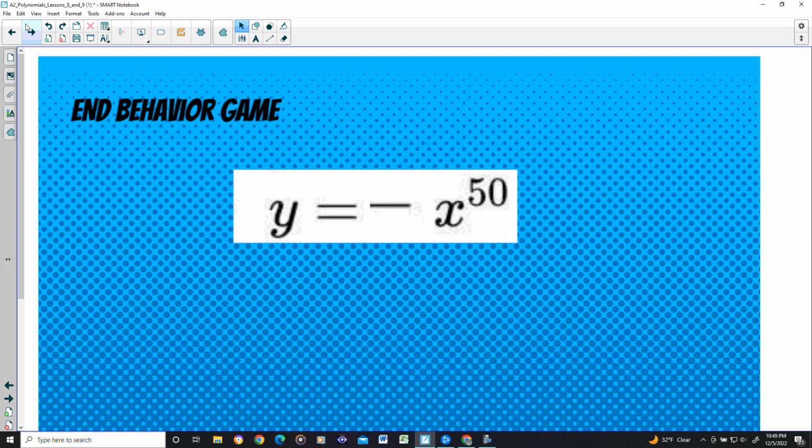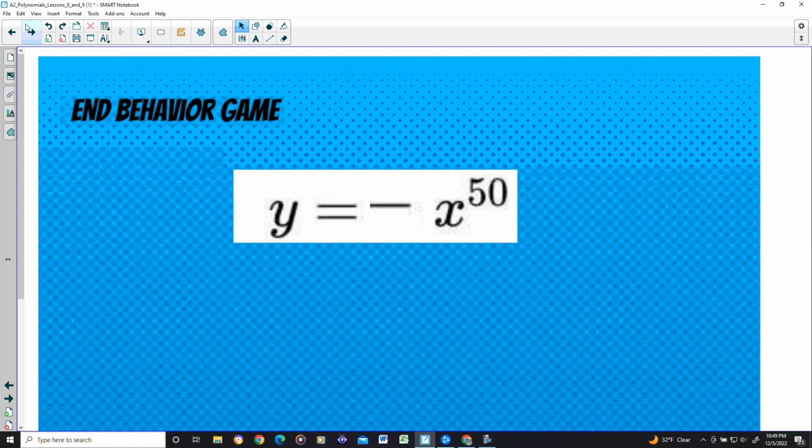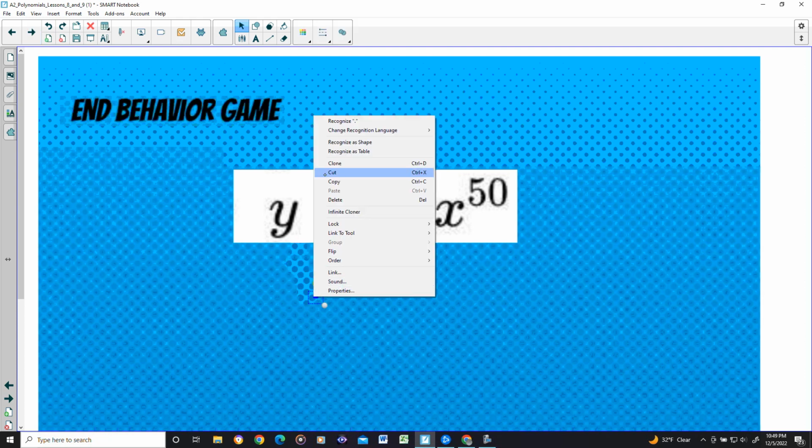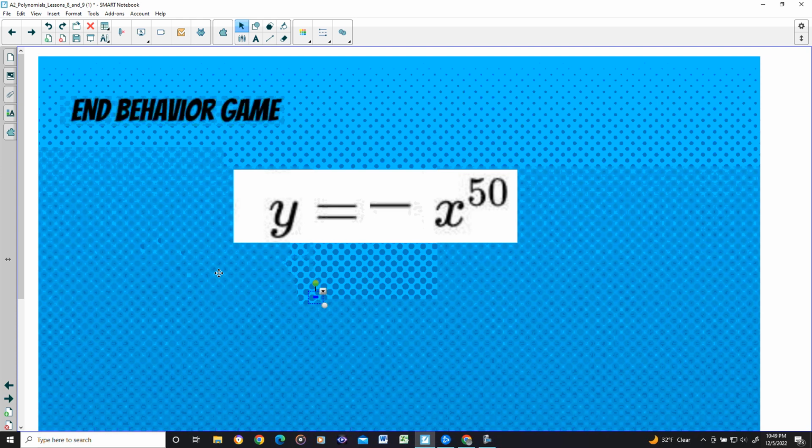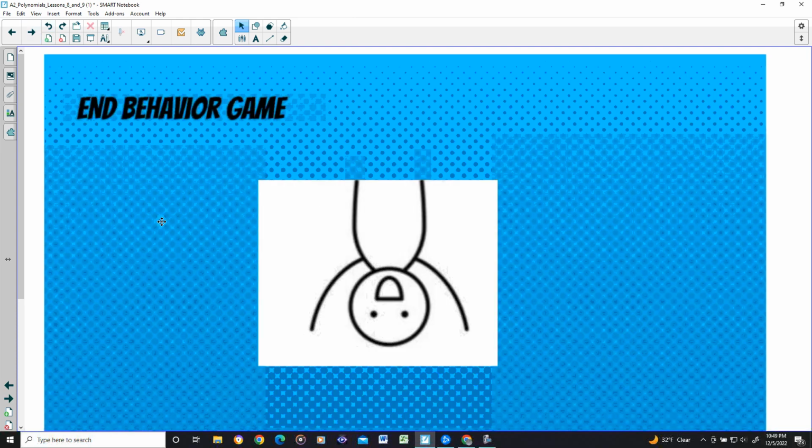How about this one? Negative x to the 50th. Even or odd? Even. So this will be even. It's negative, so is that both hands up or both hands down? This one is both hands down. This guy's upside down. Hey, it's me. I'm doing a headstand. Look at that.